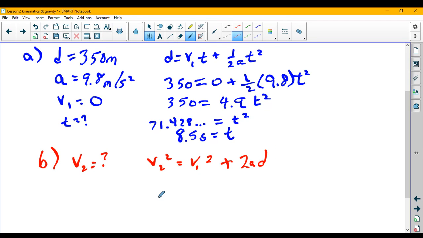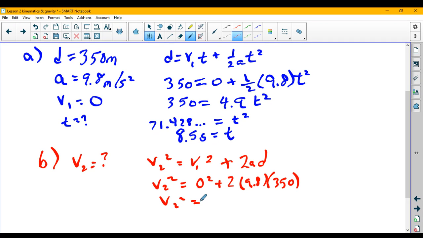So off I go. Oh, V2 is going to be nice and easy to do. In this case, V2 squared, I've got 0 squared plus 2 times my positive 9.8 because it's speeding up as it falls, times the total distance it falls. Remember, we're ignoring air resistance because we can't deal with it quite yet, maybe in your future. So V2 squared is really easy to find, right?